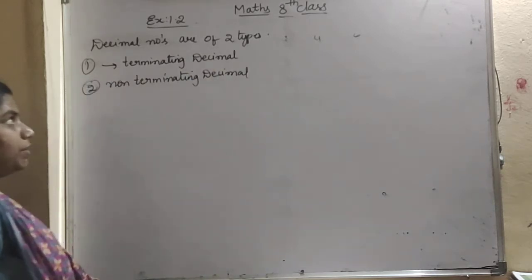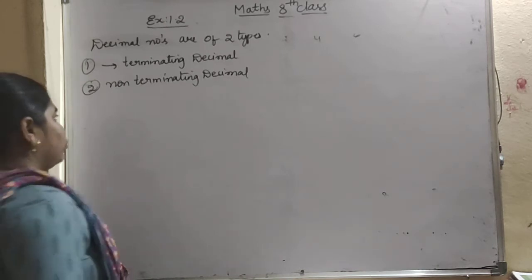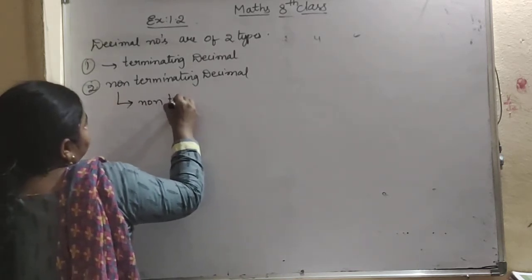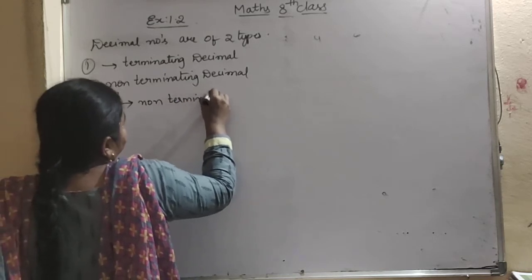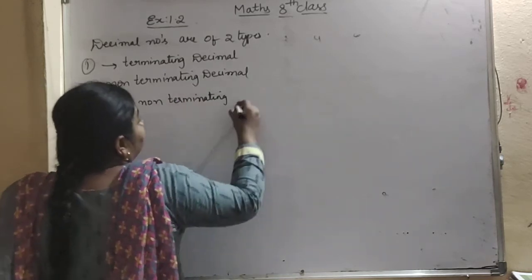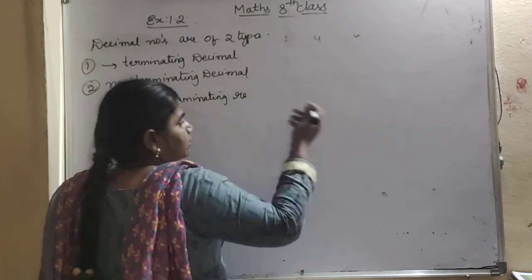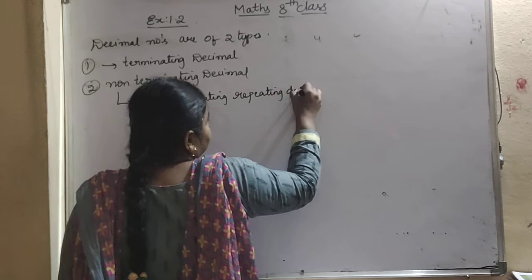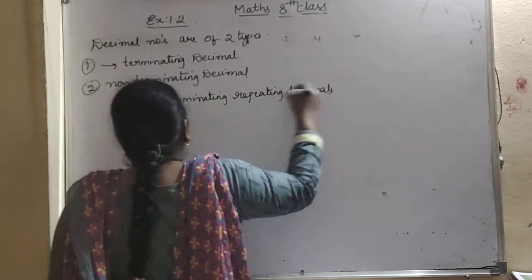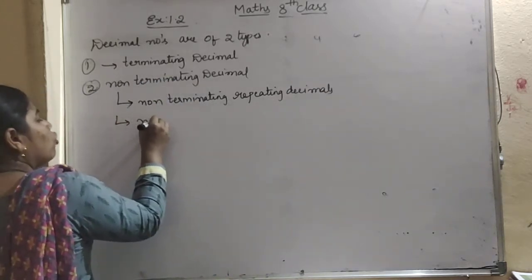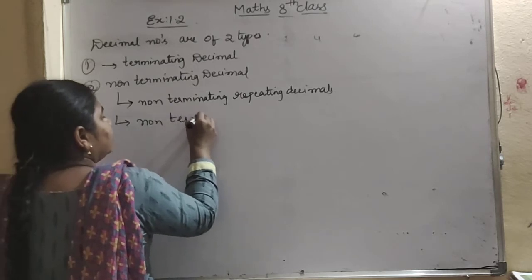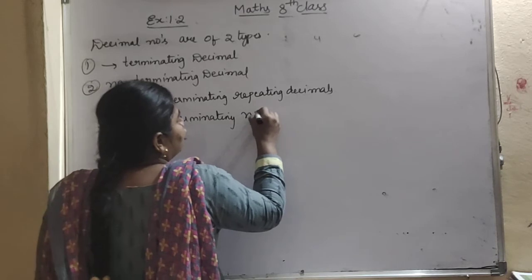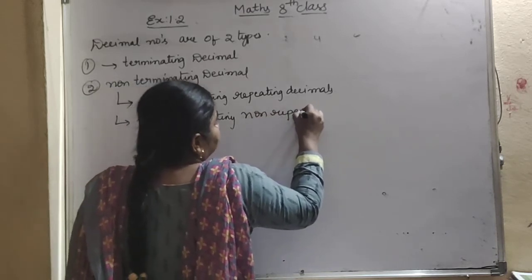In these non-terminating decimals, again, it has been divided into two parts. One is non-terminating recurring decimals or repeating decimals, and the second one is non-terminating, non-recurring, non-repeating decimals.